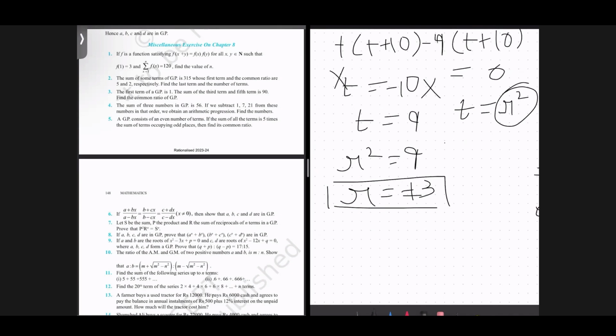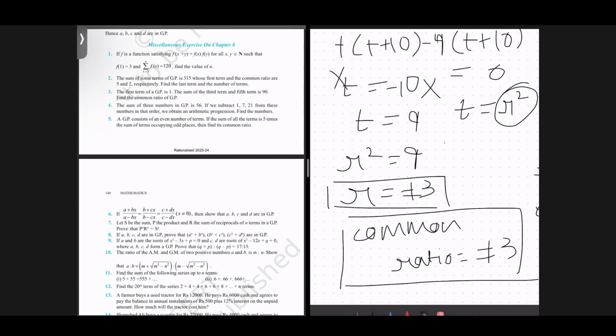So the common ratio of this particular GP is going to be ±3. That is the final answer.